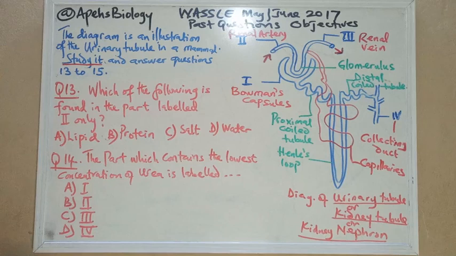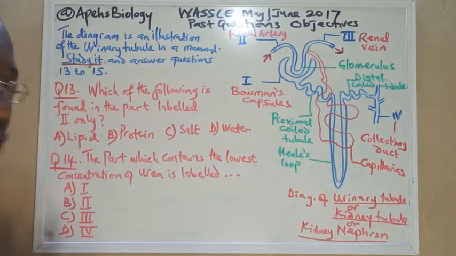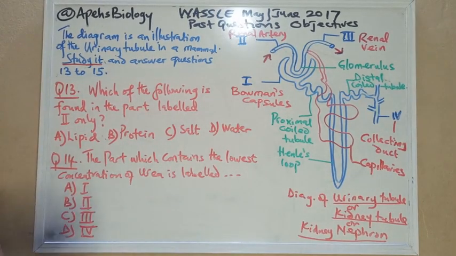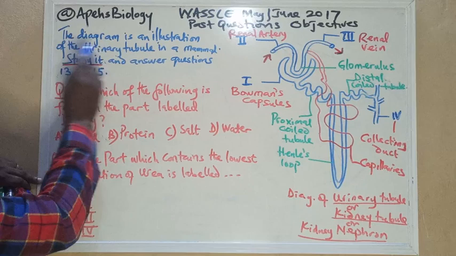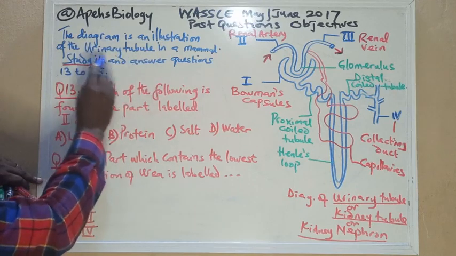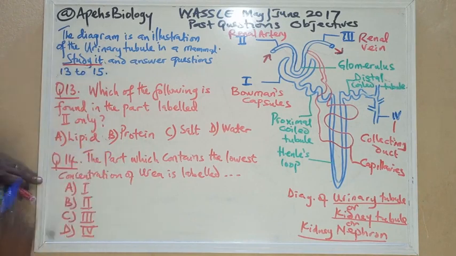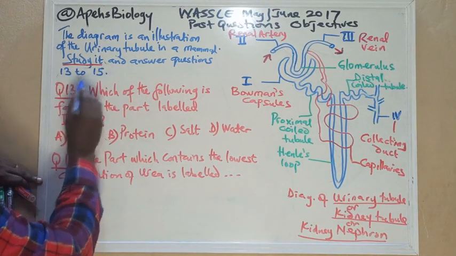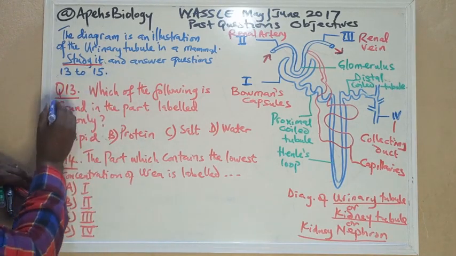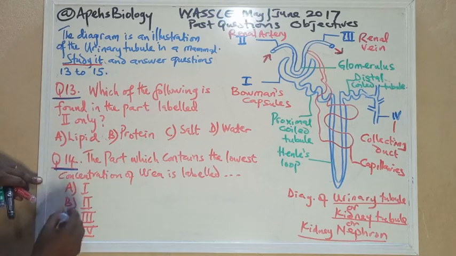What is the question? Remember, we're taking question 13 to 15. I will take question 13 and 14 today. Then part 2 will be question 15. All right? It says, the diagram is an illustration of the urinary tubule in a mammal. Study it. We have studied it. And answer question 13 to 15. Let's take 13 and 14 for today.